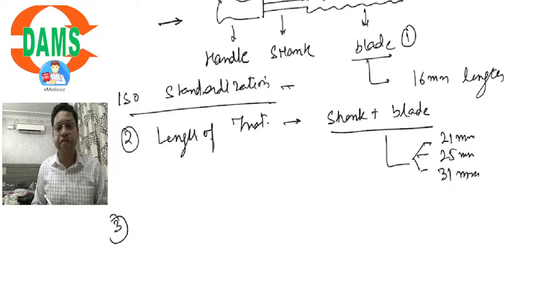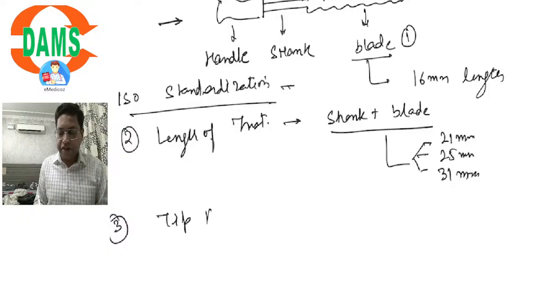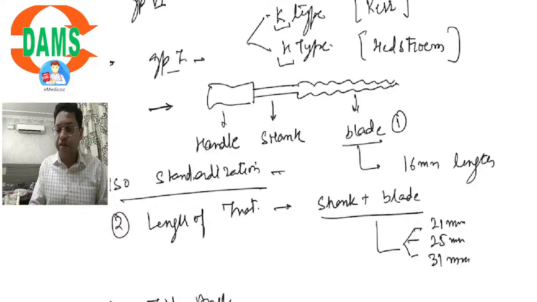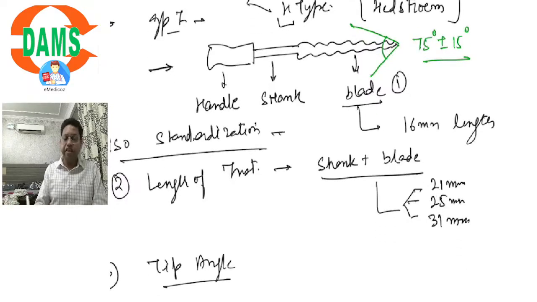the third one, according to the ISO parameters, is the tip angle of the instrument. I have drawn an instrument over there. The angle shown with the green line is called the tip angle of the instrument. This tip angle is 75 degrees plus or minus 15 degrees, by ISO standardization.